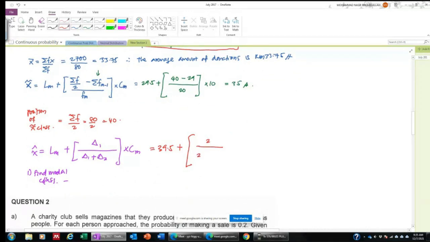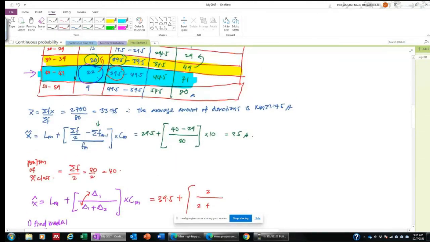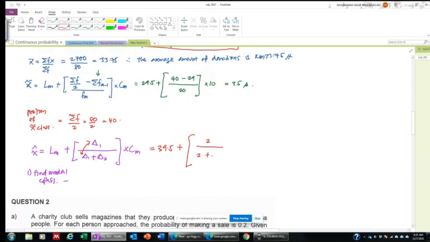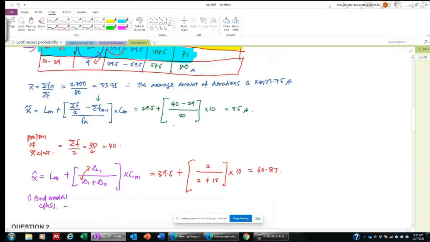So this is also the same value, right? So 2 plus delta 2, which is the frequency of the model class minus the frequency after the model class, 22 minus 9, which is equal to 13. Multiply with class size equal to 10. So we will get the value of mode, which is equal to 40.83.